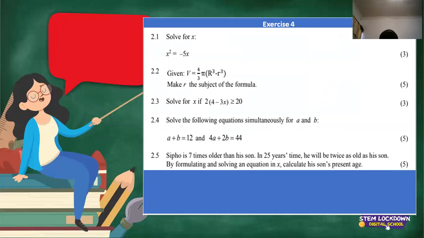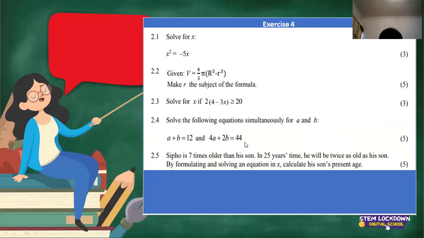So how do we do that? A plus B equals to 12 and 4A plus 2B equals to 44. So how do we solve for A and B? Call A plus B equals to 12 equation 1, then 4A plus 2B equals to 44 as equation 2.